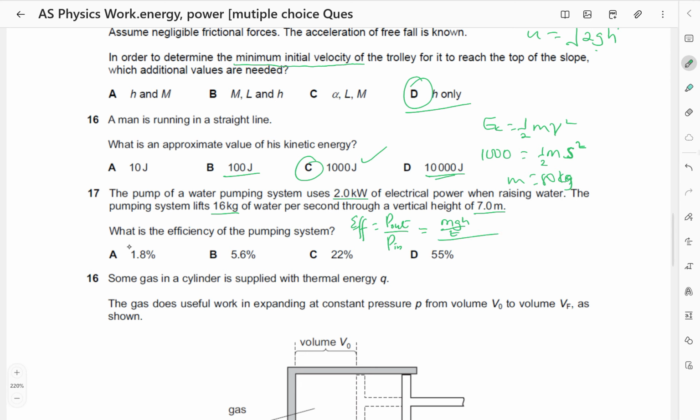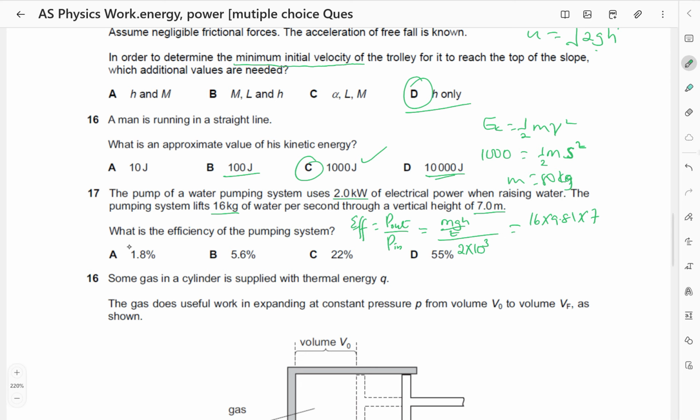Then divide by power input. The power input is 2 kilowatts, which is 2 times 10 power 3. So this is going to be M is 16, G is 9.81, and H is going to be 7. The time is 16 kilograms of water per second.